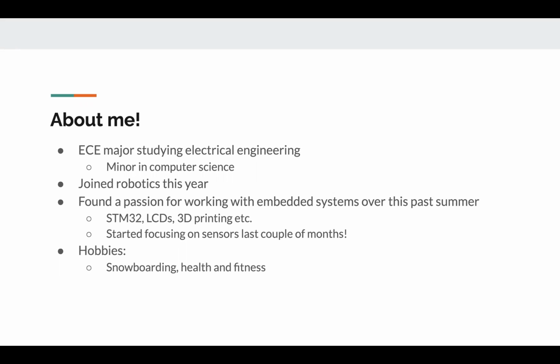Over the past summer, I worked with embedded systems a lot. So I was working with STM32 Nucleo boards, LCDs, oscilloscopes, 3D printing, and just kind of playing around with them, seeing how I could implement them into some bigger design. And I started focusing a lot on sensors last month. So I wanted to teach you guys about what I've learned so far. And some of my hobbies are snowboarding, and I love health and fitness.